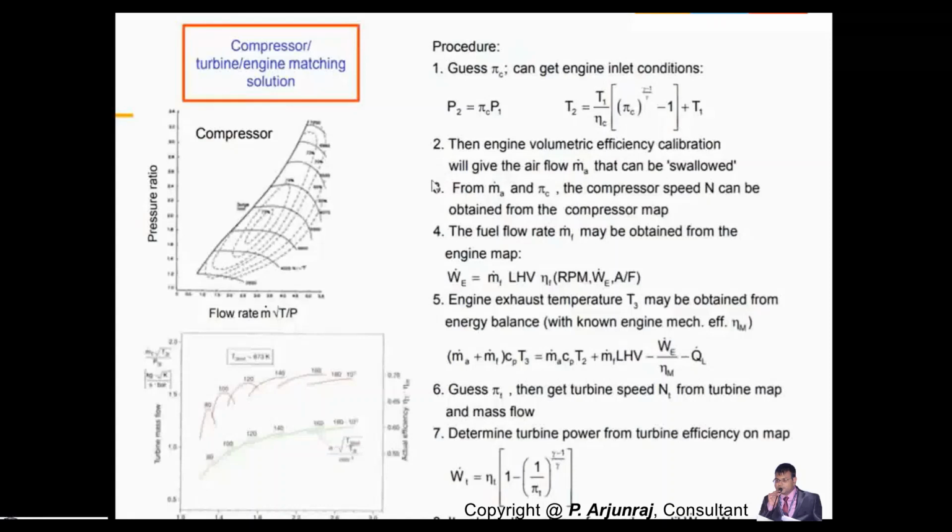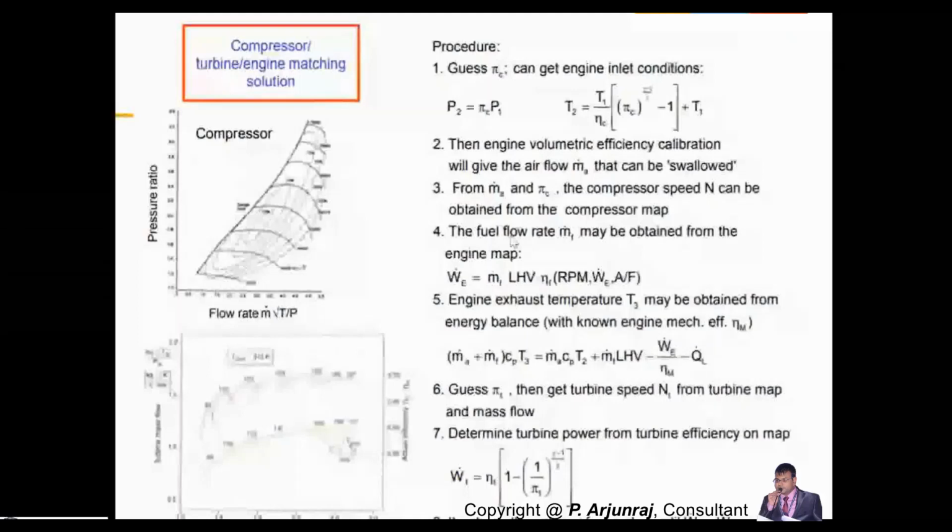You need to determine the volumetric efficiency of the engine. You need to understand your inlet condition, then calculate your volumetric efficiency, then the mass flow rate of the air, and accordingly the speed of the turbine. According to the speed of the turbine, you need to see the speed of your compressor, and map according to the pressure ratio and the flow rate. You also need to consider the fuel flow from the engine map. And then you need to find the engine exhaust temperature. So this is the inlet condition.